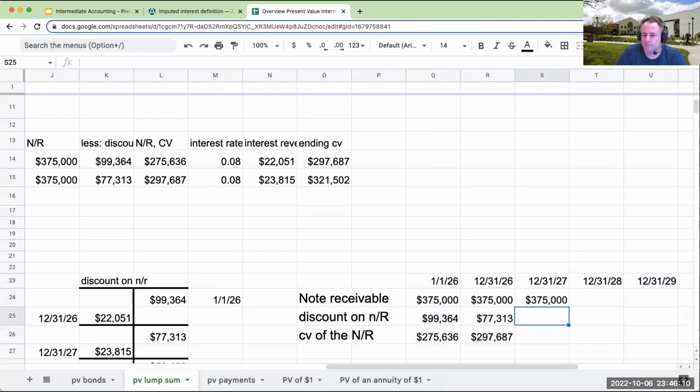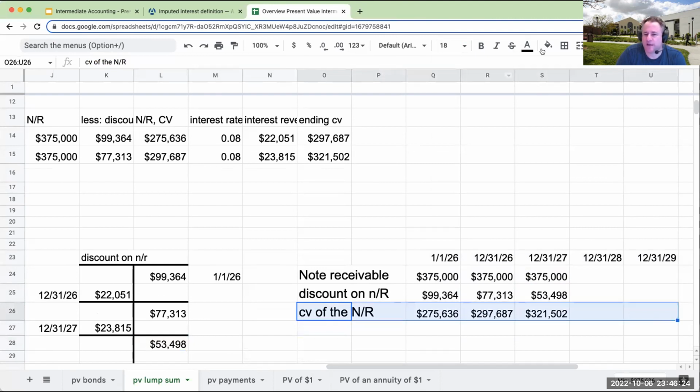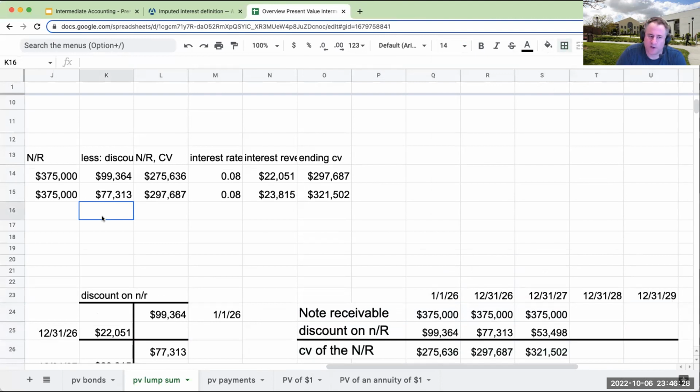So over here, note receivable is still showing at gross. My discount on notes receivable is now $53,498. I subtract that. Remember, it's got a credit balance, right? This is a contra asset account. I'm now at $321,502. Okay, so ready to go over here.